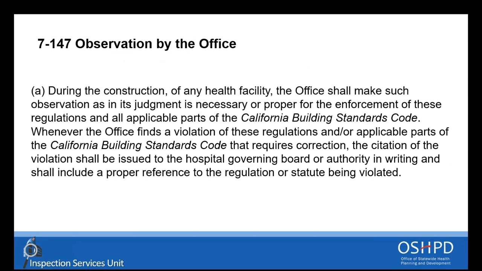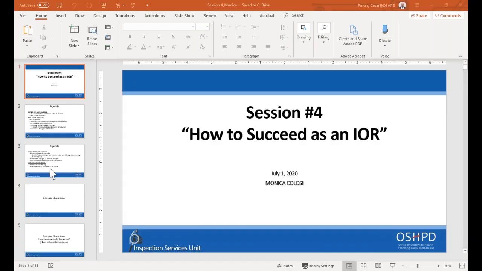The office performs observation, and per the admin code 7147, if there is a violation of the code, a written report will be issued describing the violation and also provide the code reference.